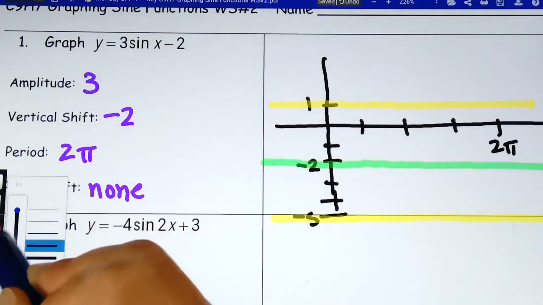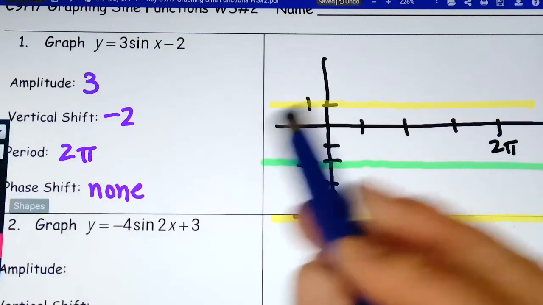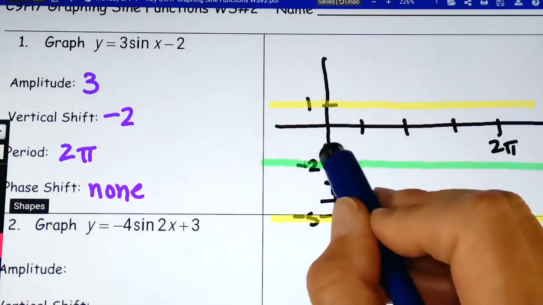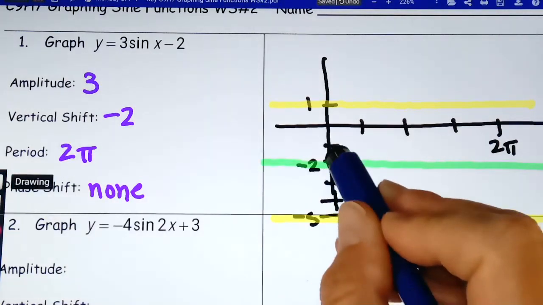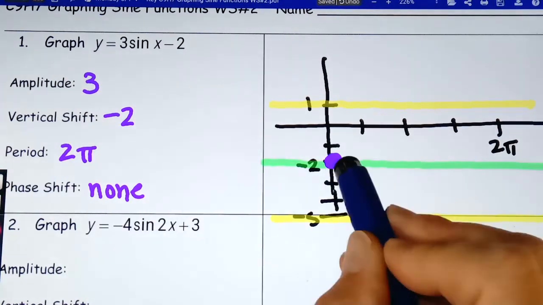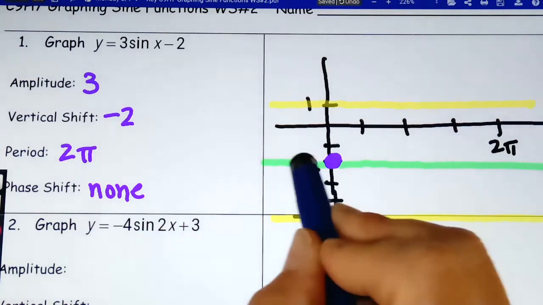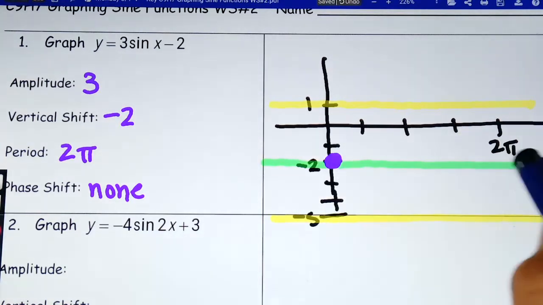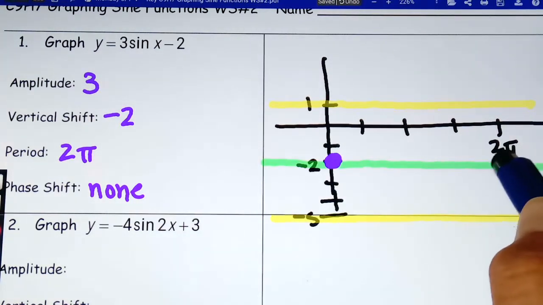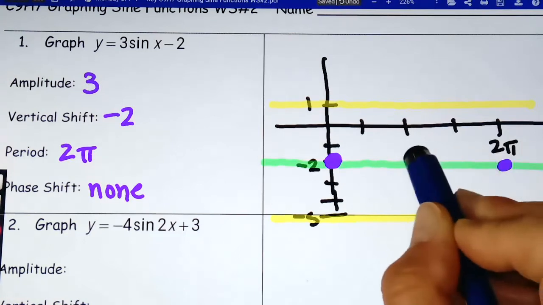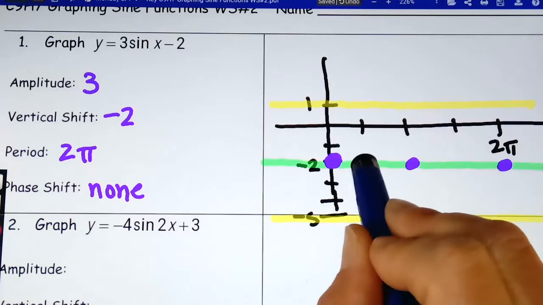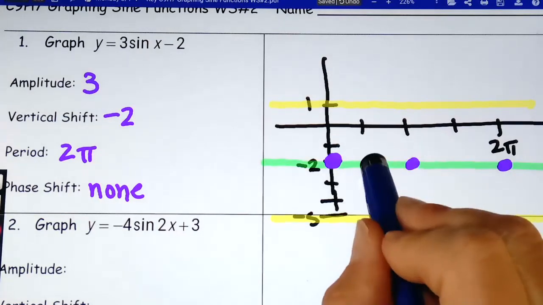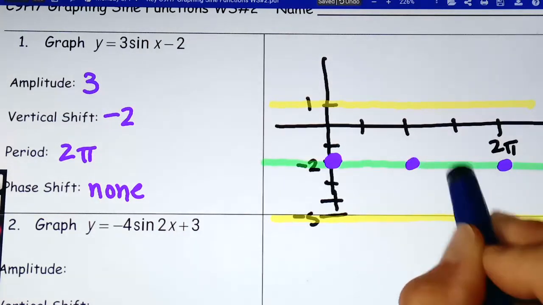So now when I'm plotting these, I start at 0. I start at my 0, and my 0 is on my green line because that's where my graph has been shifted. Starts here at 2 pi, it's at 0. Halfway in between here, it's at 0. Now halfway in between these, I usually go up 1, and halfway between these, I go down 1.